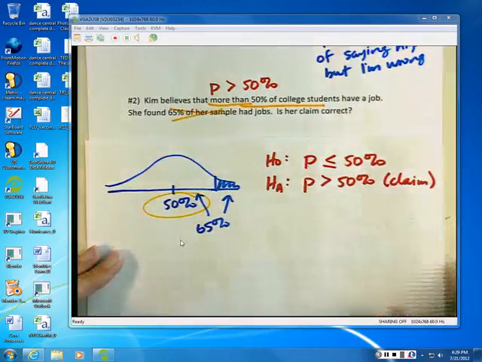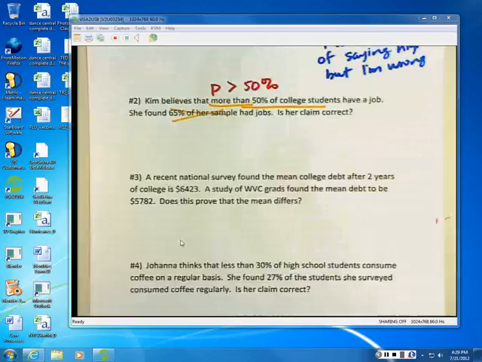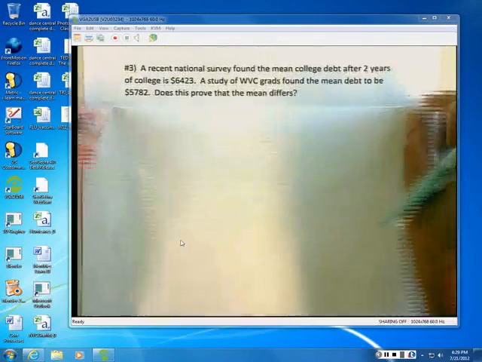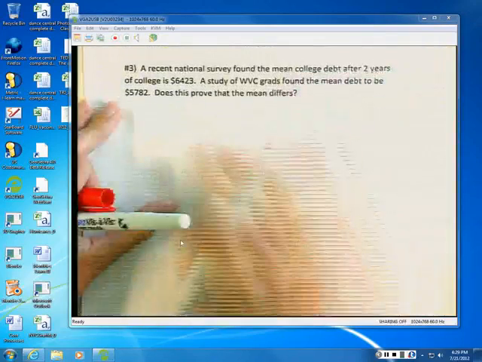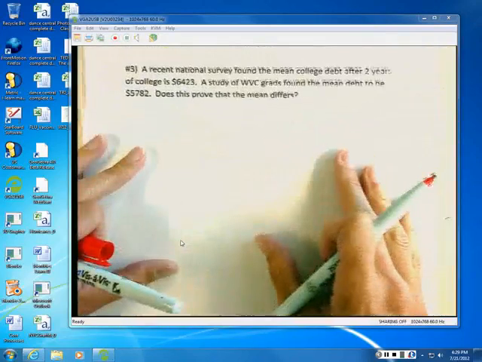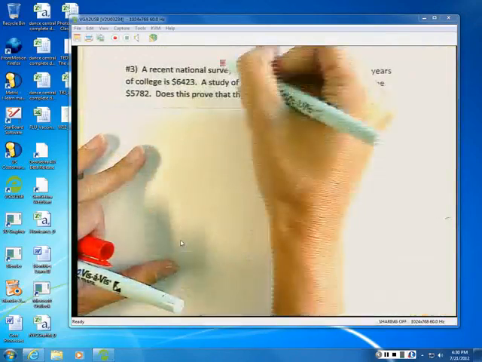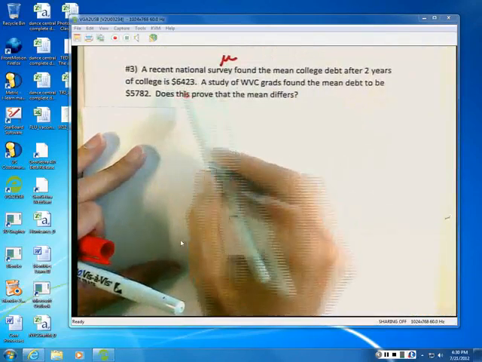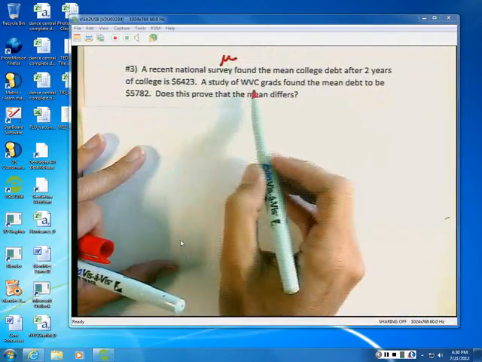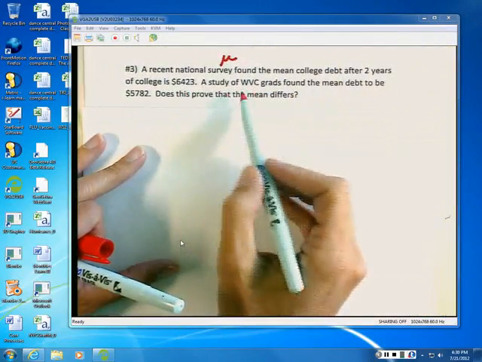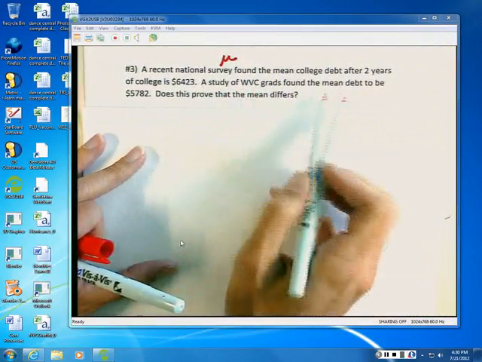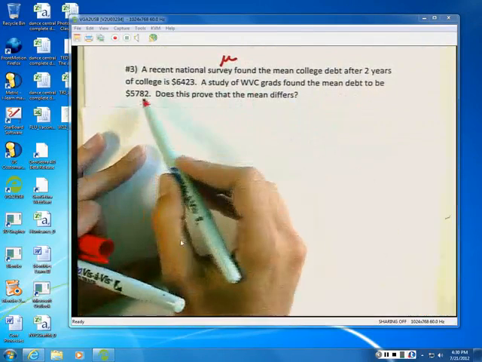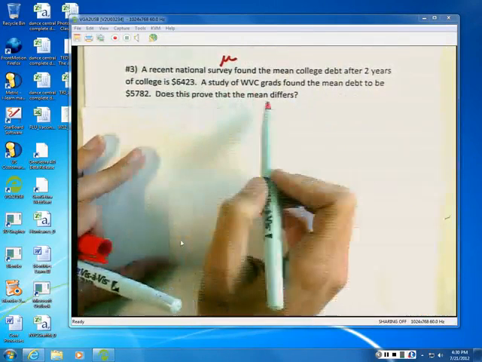Okay, let's do another one. Number 3. Let me move this up. Okay, so number 3, it says, a recent national survey found that the mean college debt after 2 years of college, so this is the mean, so we're looking at mu, is $64.23. A study of WVC grads, this is the sample now, this is what we're using to test the claim, found the mean debt to be $57.82. Does this prove that the mean differs?